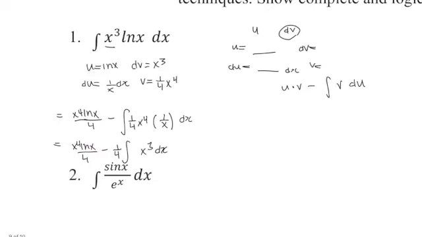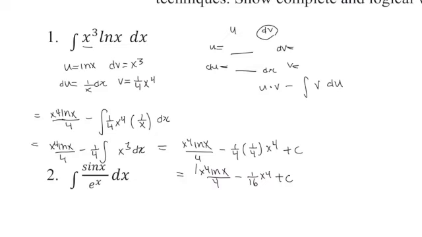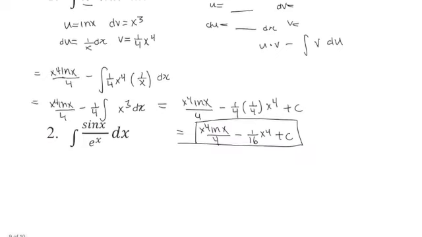Let's do one more step. x to the fourth ln x over 4 minus 1/4, and then the integral of x to the third would be 1/4 x to the fourth power plus c. So our answer would actually be x to the fourth ln x over 4 minus 1 over 16 x to the fourth plus c. So this would be our answer for number 1.